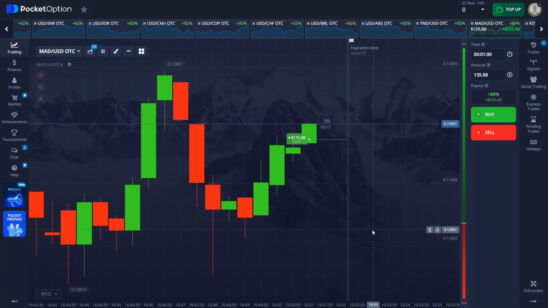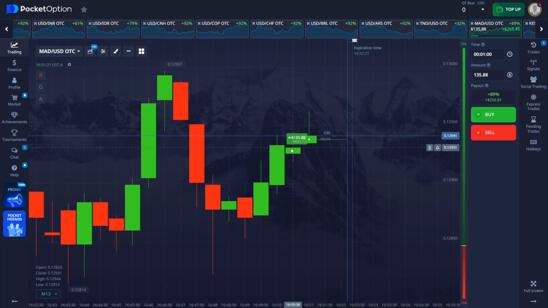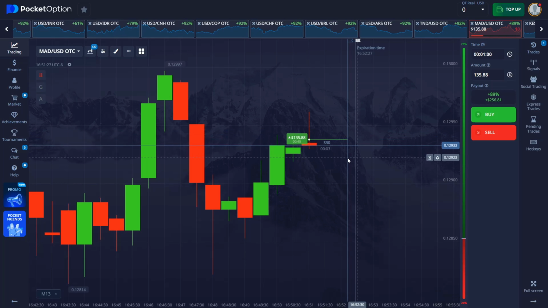So I get a chance to enter in this market here. I'm so pissed right now, guys, because I should have entered right here. I had set my alarm, but for some reason it didn't go off. It's okay though.